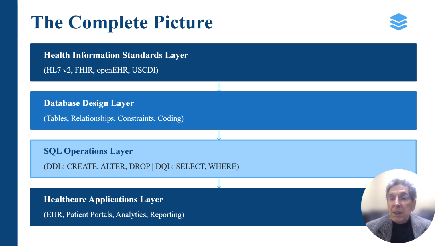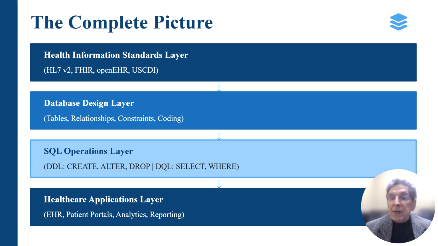At the top is the Health Information Standards layer. This includes HL7 version 2, FHIR, openEHR, USCDI, and other standards. These define how data should be structured for exchange and what data must be available. Standards answer questions like, what does a patient record look like? How do I represent a diagnosis? What data classes must the system support?